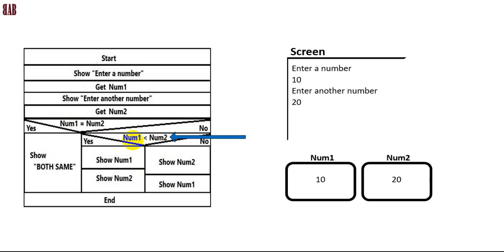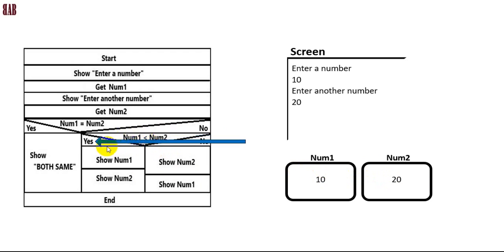This time it's checking whether num1 is less than, this is less than, remember, num2. Num1 is 10, num2 is 20. Is this less? Yes. 10 is less than 20. So this is yes. If it is no, it will come to this side. If it is yes, it will come to this side. So since 10 is less than 20, this condition is yes. So you go to the yes side.